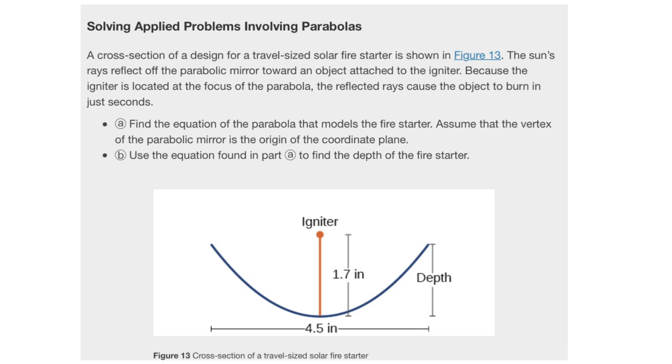Now let's do an application problem. The cross section of a design of a travel size solar fire starter is shown in this figure. The sun rays reflect off the parabolic mirror towards an object attached to the igniter. The igniter is located at the focus of the parabola. The reflected rays cause the object to burn in just seconds. Find the equation of the parabola that models the fire starter. Assume that the vertex of the parabolic mirror is at the origin, that means this is at 0, 0. Use the equation found in part A to find the depth of the starter.